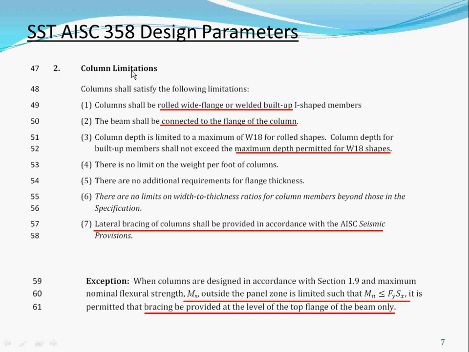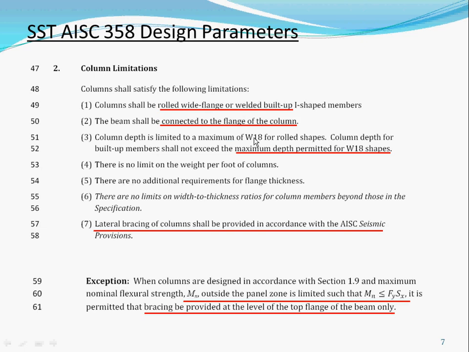Column limitations. We just covered the beam and now the column. Again, the column could be rolled shapes, wide-flange shapes, or built-up, same as the beam. The beam shall be connected to the flange of the column. That's the one where we're saying no corner connections, no bilateral. So we actually spell out the requirement in this section.